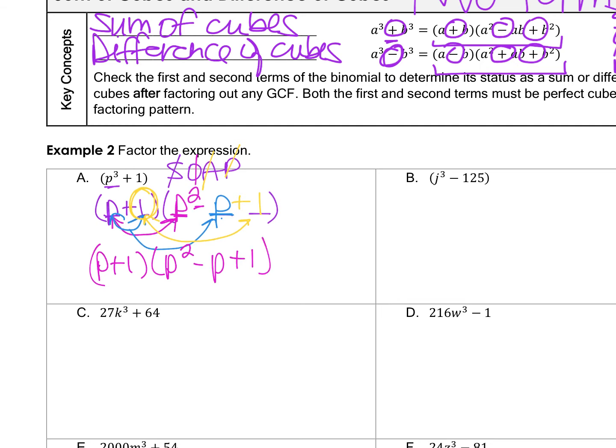So we do the same process every time when we factor cubes. If you wanted to, you could distribute that, multiply them through, combine your like terms, and it should give me back that p cubed plus 1. So lots of terms would cancel out.